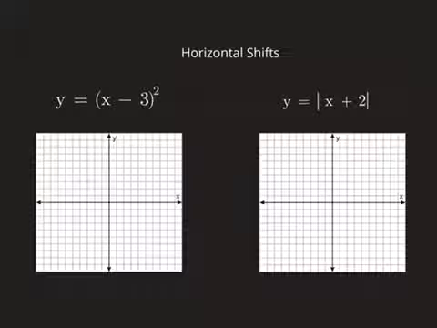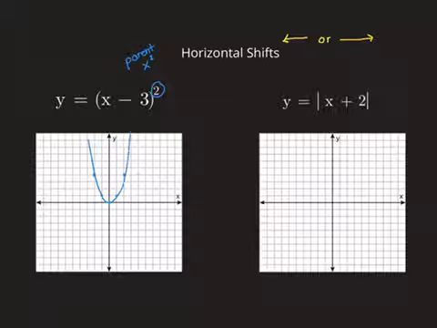Next, we're going to look at horizontal shifts. So that means the graph is either going to move to the left or to the right. So in this case, our parent function, if you notice here, we have this squared. Our parent function is x squared again. So we're going to start by plotting those x squared points of -2, 4, -1, 1, 0, 0, 1, 1, and 2, 4. So here is our parent function again.